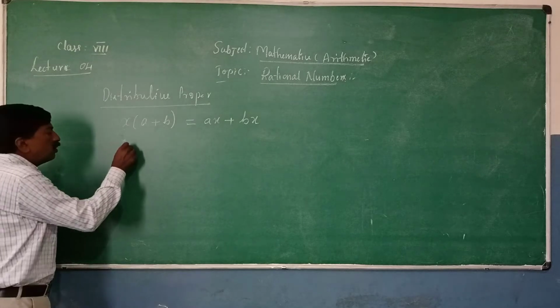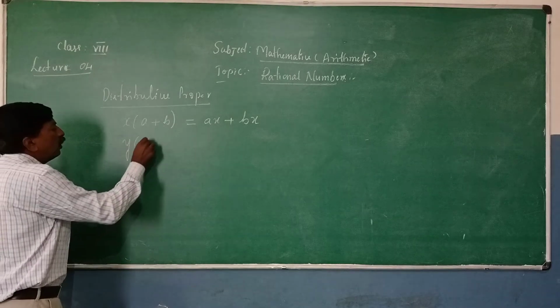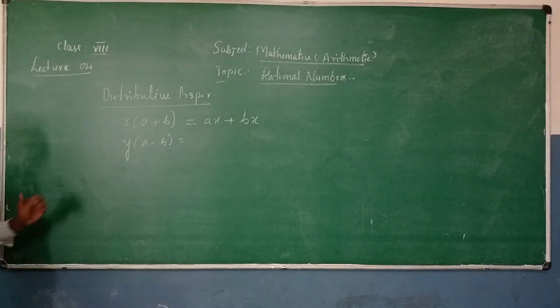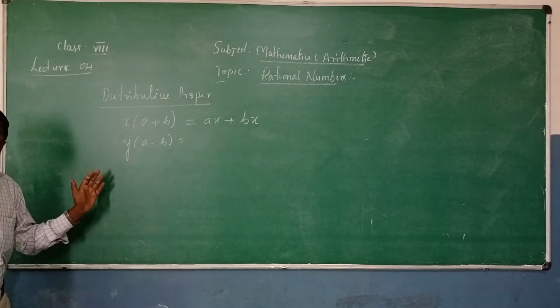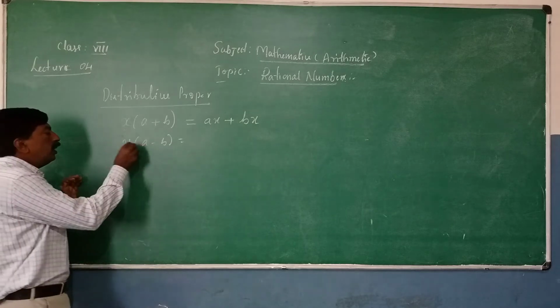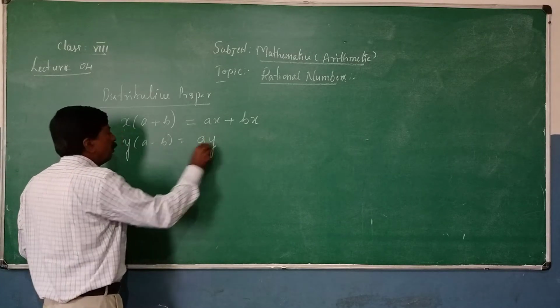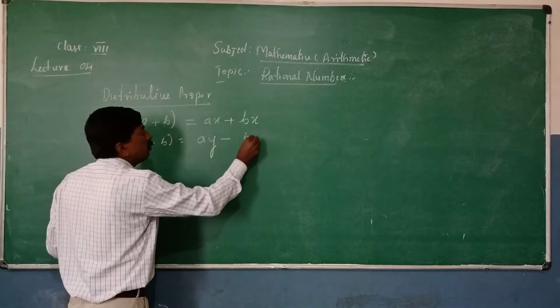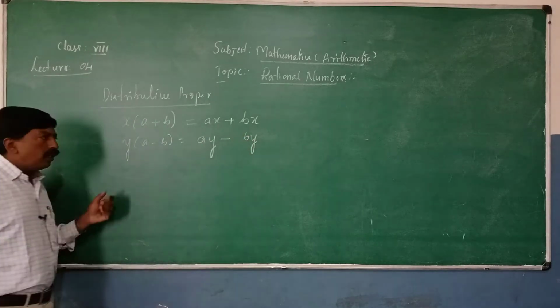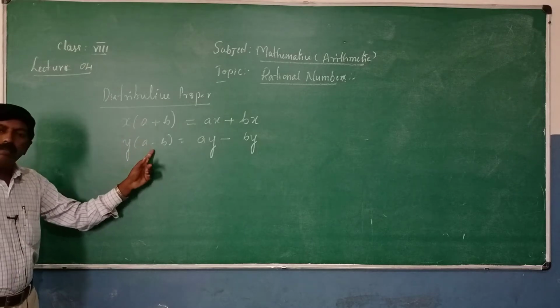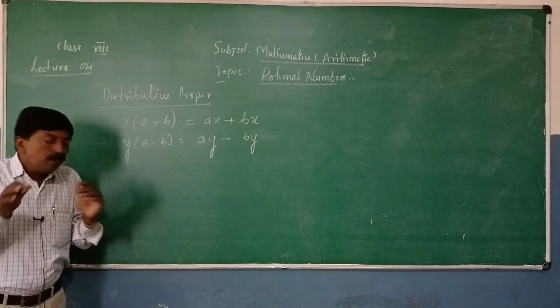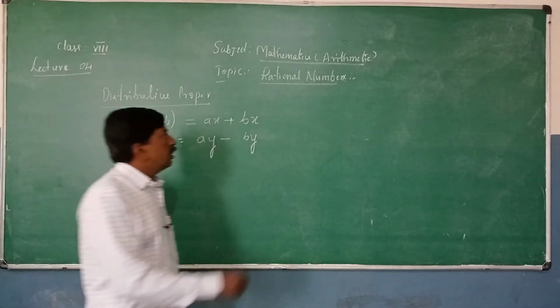And also, let us take y of a minus b. So you have to multiply from the left side. a into y is ay, plus into minus is minus, b into y, that is by. So here addition and here subtraction. So this is what we can call a distributive. Let us take an example.